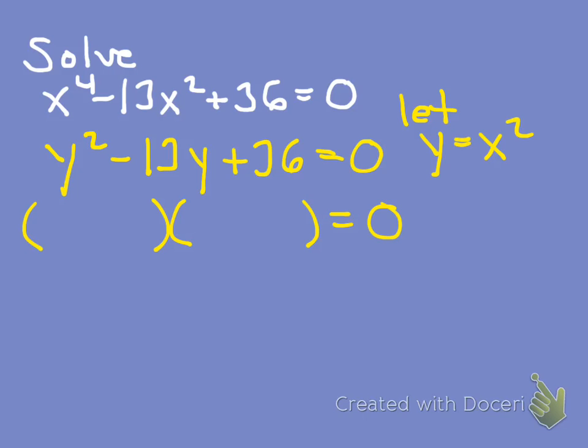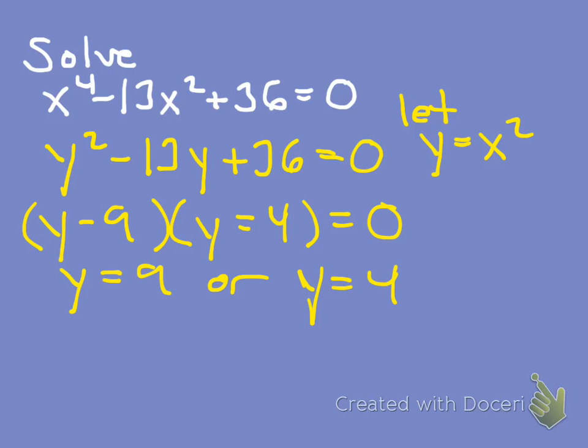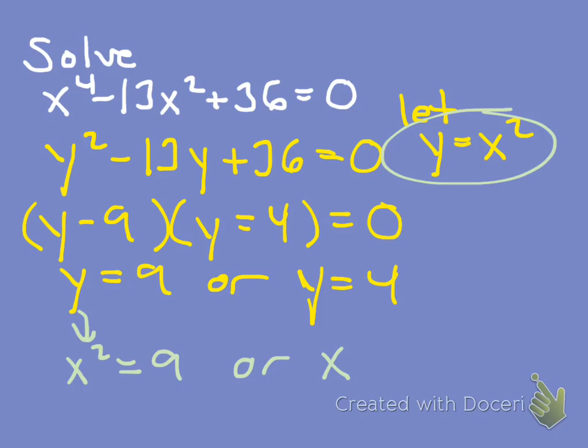Well, fortunately, this problem factors. Starting off with some easy ones here to factor. y minus 9, y minus 4 equals 0. That means y equals 9 or y equals 4. And now I can go ahead and substitute back in what I used here. y equals x squared equals 9, or y equals x squared equals 4. And I'll use my square root rule here, that I can square root both sides. x equals plus or minus 3, or x equals plus or minus 2. Substitution method comes in very nicely.